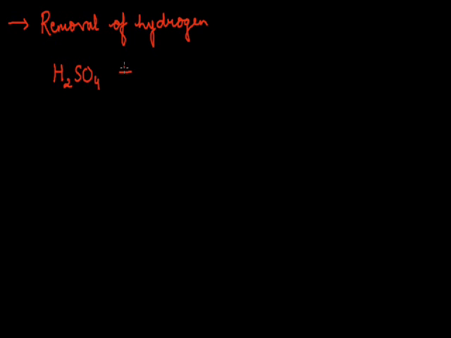For example, when zinc reacts with H2SO4, it will form zinc sulfate, ZnSO4, plus H2 gas. Here we say that the H2 gas is formed. It means hydrogen is removed in this case. So this is again an oxidation reaction.